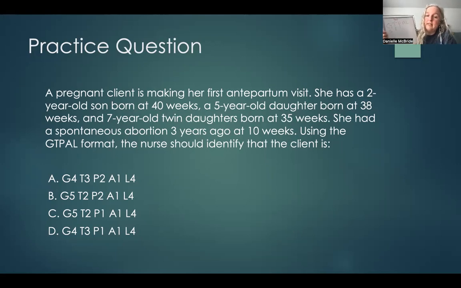And then she had the spontaneous abortion, so that goes over here under abortions. Living children. She has a 2-year-old, the 5-year-old, the twins. She has 4 living children. So her obstetric history is G5, T2, P1, A1, L4, and that is letter C. Okay.